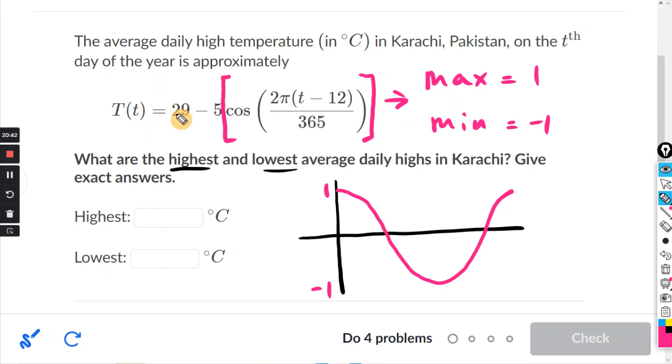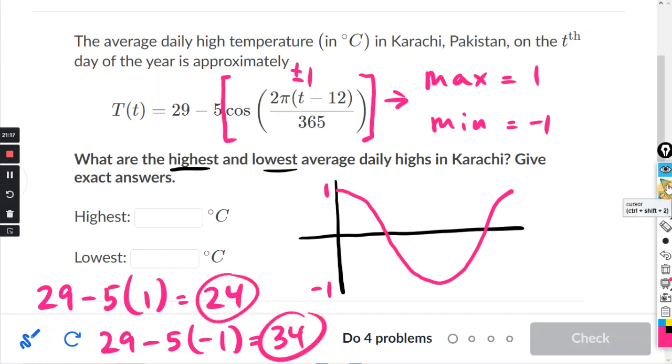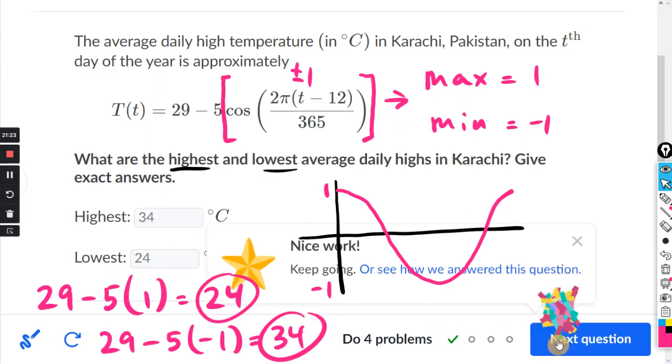So all you have to do is do 29 minus 5 times 1 and 29 minus 5 times -1. Okay, the highest or lowest this is going to be positive or -1. So if you do 29 minus 5 times 1, you're going to get 24. If you do 29 minus 5 times -1, you're going to get 34. So that's it. The highest is 34, and the lowest is 24.